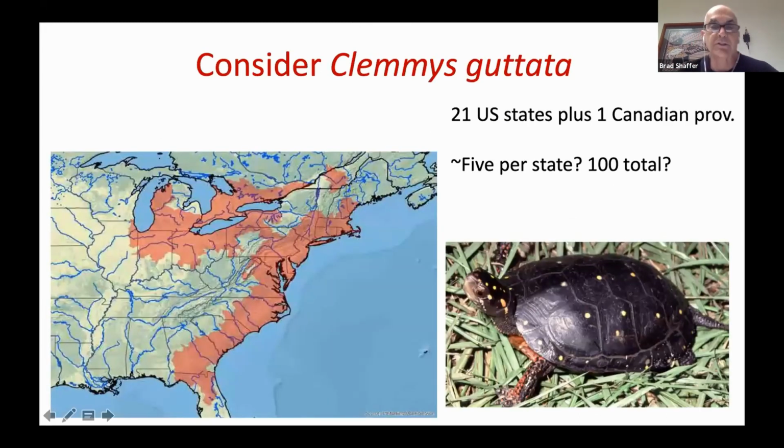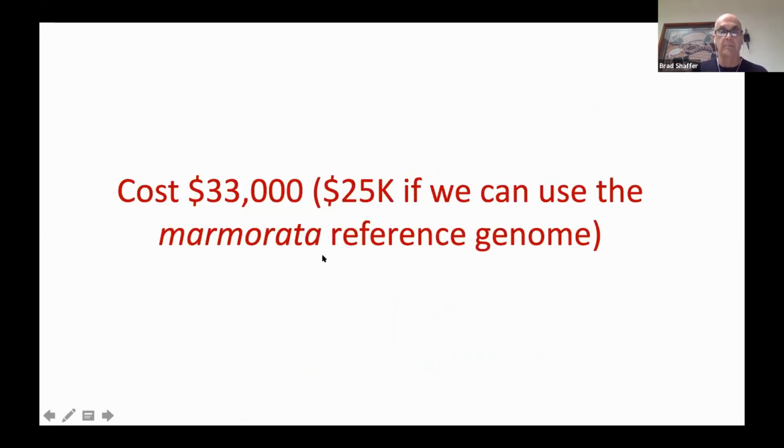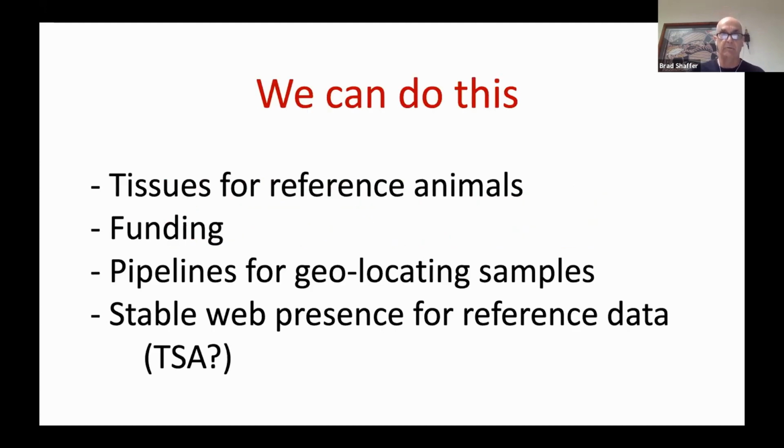So if we consider one of JJ's prime targets, also one of mine, Clemmys guttata, the most widely confiscated turtle species at LAX, at least as far as Joe Ventura has told me, it occurs in 21 states plus one Canadian province. If we thought about a level of resolution of, say, 5 per state, say maybe 100 turtles, that cost would be about $33,000. And if we can use the reference genome from the Western pond turtle that we developed, that gold standard turtle, which we probably can in this case, that would reduce the cost down to about $25,000. Again, kind of getting within reach.